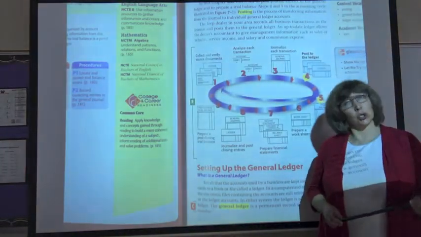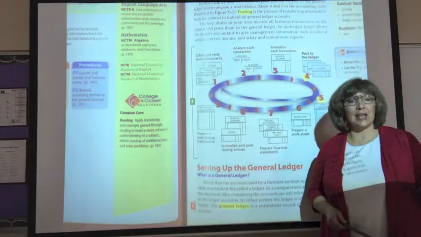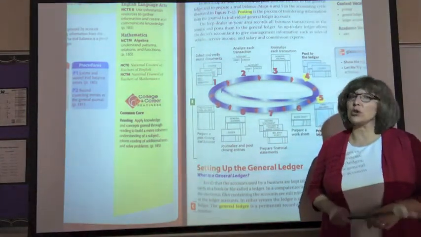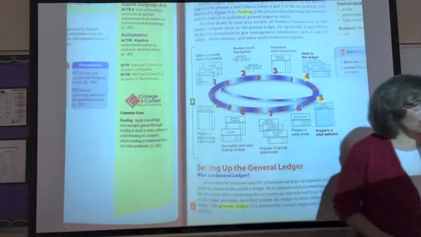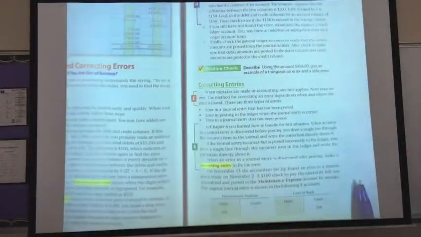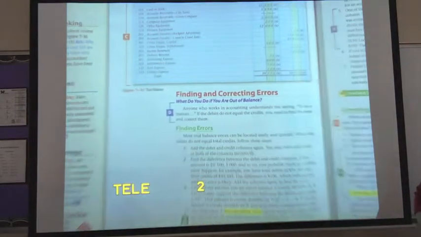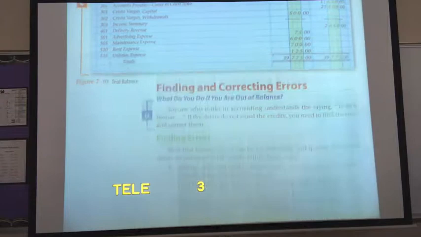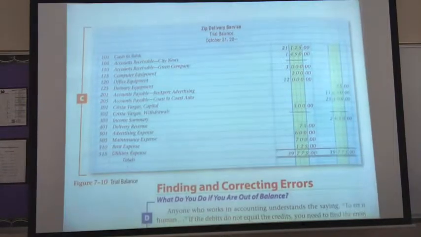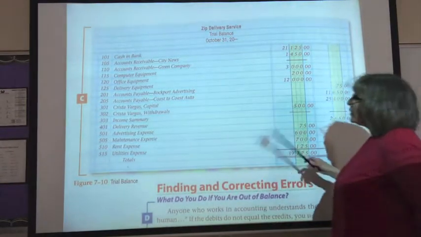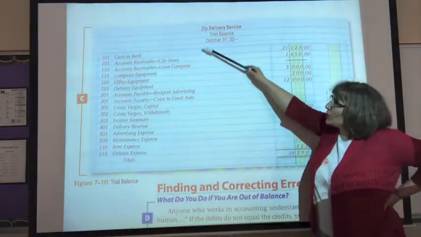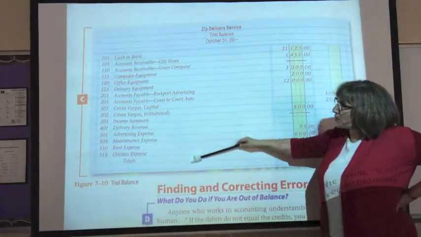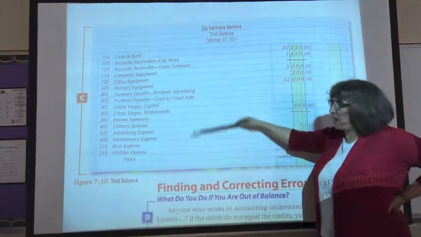In chapter 5, I believe, at the end of some of your assignments, you started creating a trial balance and you didn't even know it. If you first take a look on page 180 of your textbook, I'm going to zoom in on this trial balance here. If you recall at the end of chapter 5 or 6, I asked you to list all of the accounts, all of your T account names.